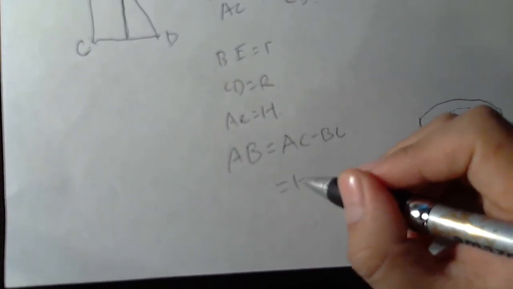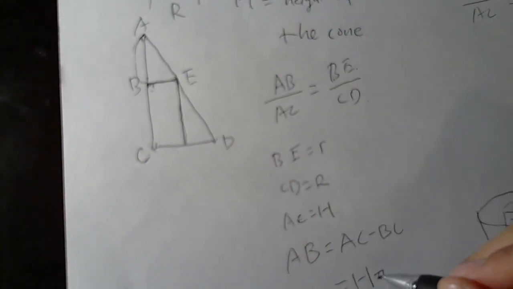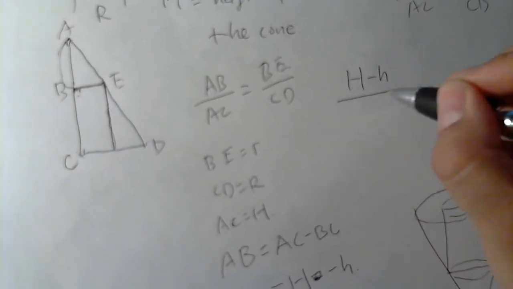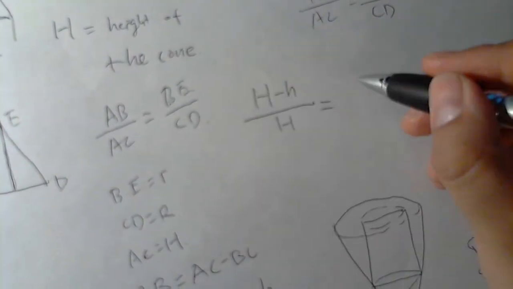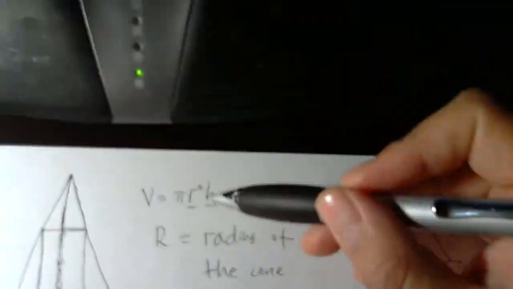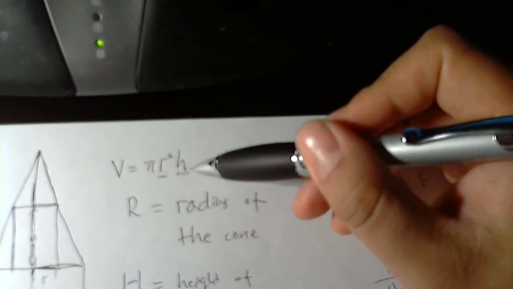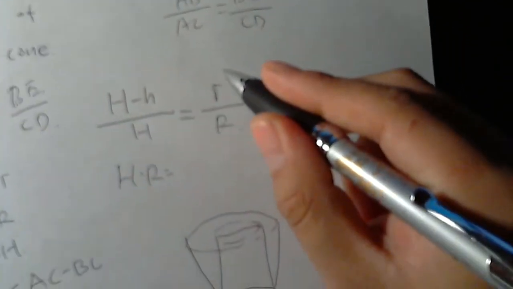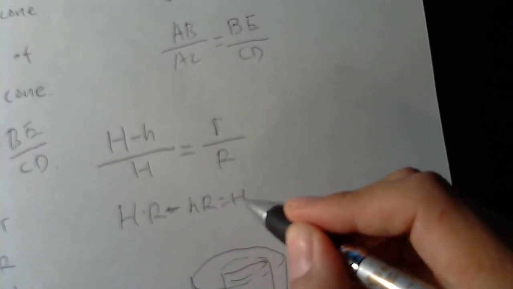AC is capital H, and BC is the height of the cylinder, so it's minus little h. So we have capital H minus little h, all over capital H, equals BE, little r, divided by CD, capital R. Then I want to solve for h, because r is squared here, so I don't want to square something really complicated. It's easier to solve for h. So cross multiplying, little h times capital R equals capital H times capital R minus capital H times little r.